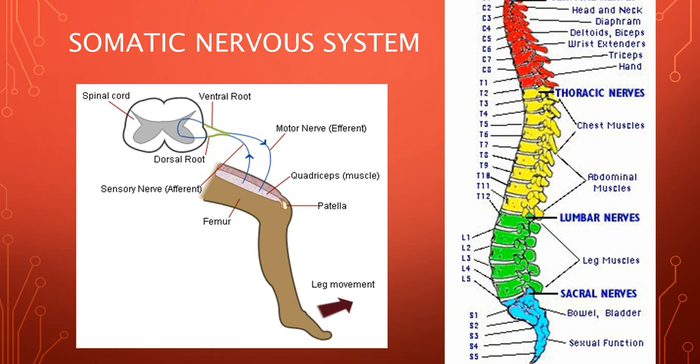So here's the somatic. Somatic, of course, is when we're talking about senses. Our nerves are coming out here, from the vertebrae. My head and my neck are controlled by nerves coming out of the cervical region. Then my thoracic, my chest and my abdominal muscles, are controlled here. And down in the lumbar, my leg muscles. That makes sense: the further down, the lower the body part it's controlling. And then my bladder and all that right down here.